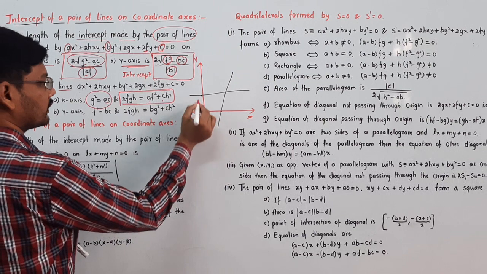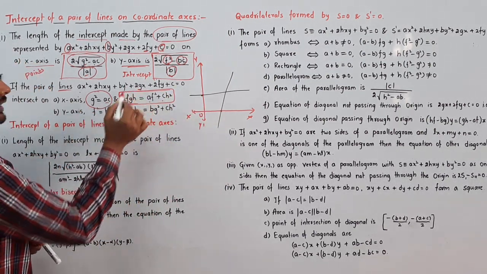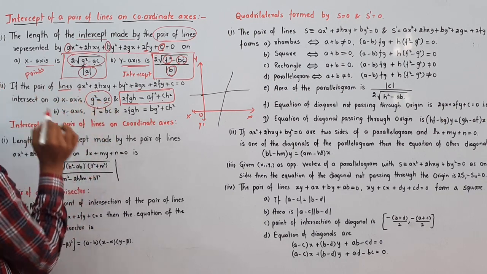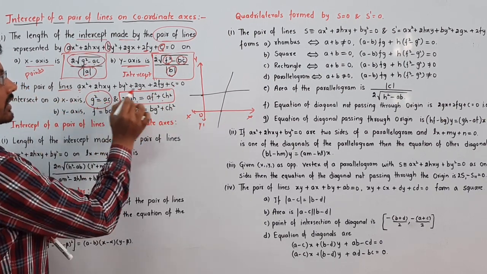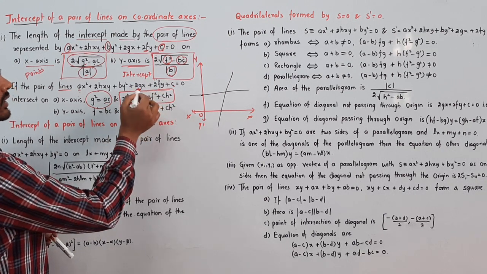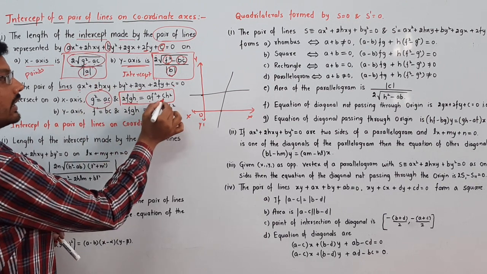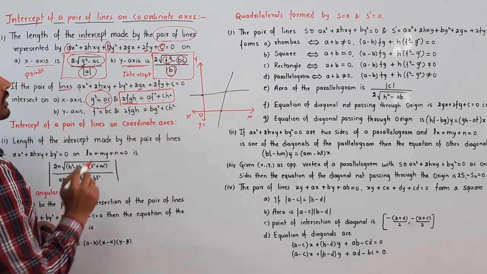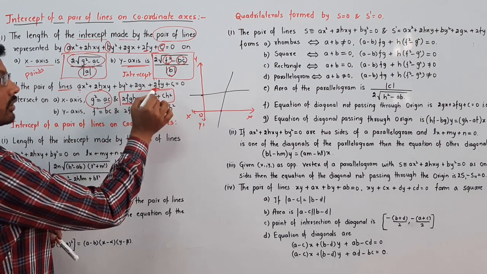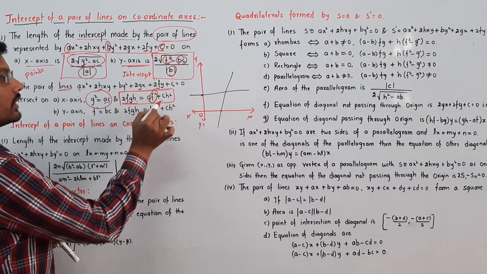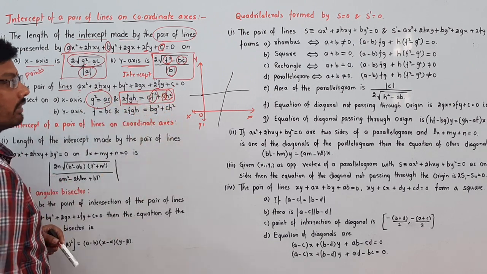So g is the coefficient of x, a is the coefficient of x square and c is the constant. In 2fgh, f is the coefficient of y, g is the coefficient of x, h is the coefficient of xy, and a is the coefficient of x square. First you have to take the coefficient of y and square it. c is the constant, and h is the coefficient of xy, which we need to square here.